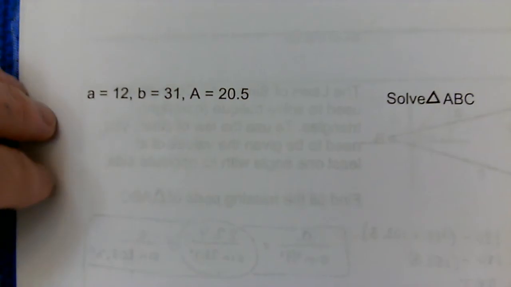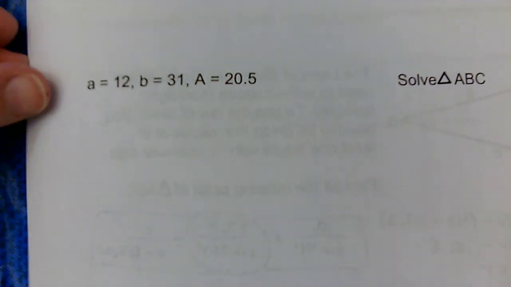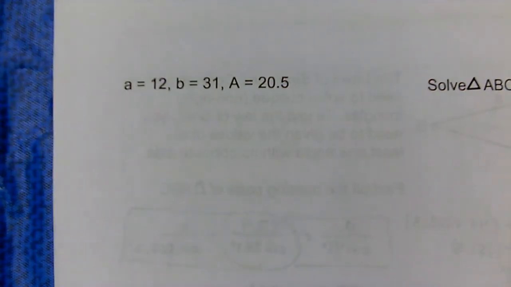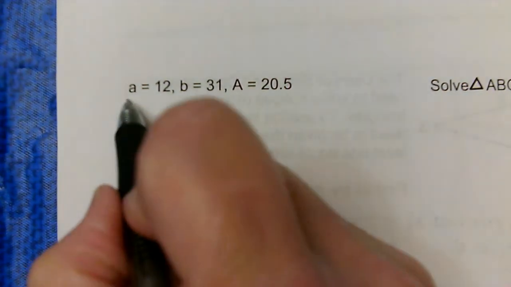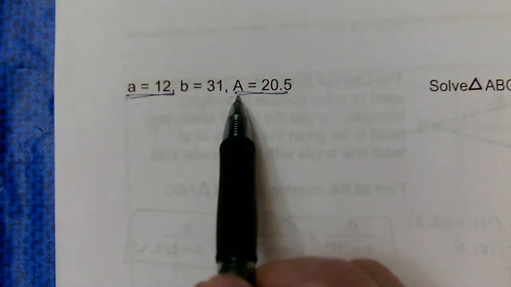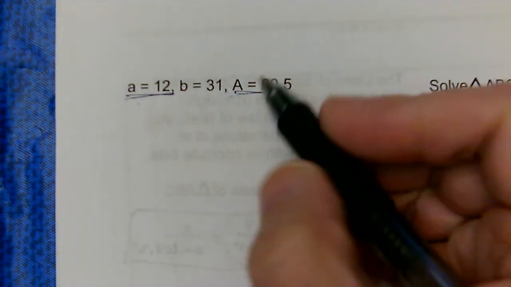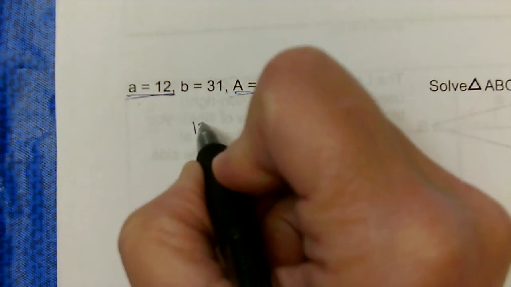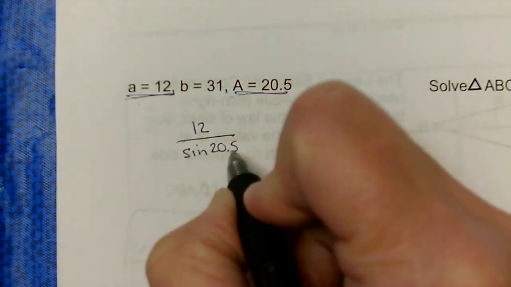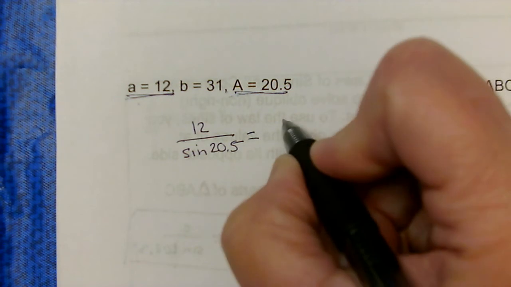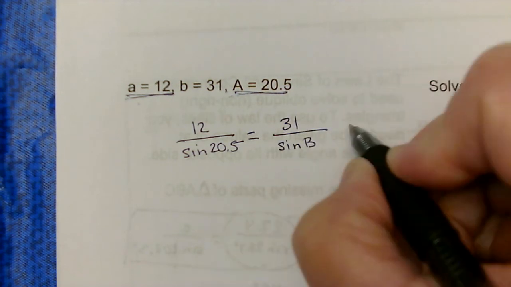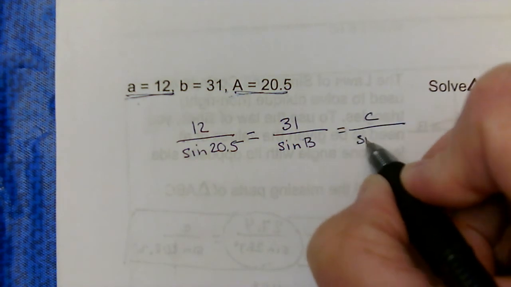Okay, one more example for the law of sines. This time they didn't draw you a picture, so you might find it helpful to draw yourself a picture. But remember, the angle and the side opposite it have the same letter name, just lower and uppercase. So in this case, a over sine of A would be 12 over sine of 20.5, b over the sine of B is 31 over the sine of B, equals c over the sine of C.